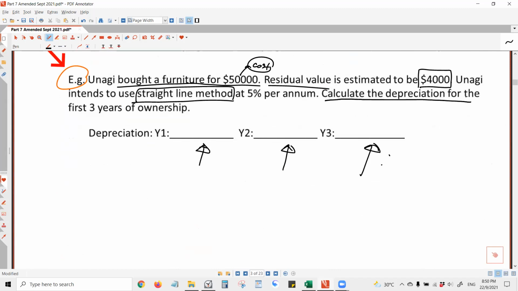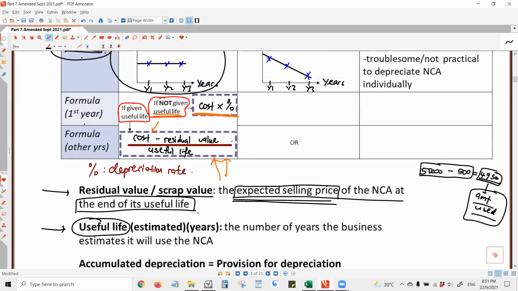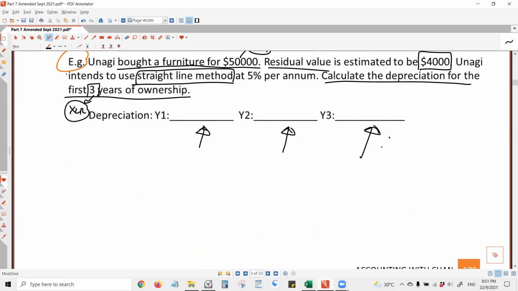Calculate the depreciation for the first 3 years of ownership. This is not useful life, because it doesn't tell you that Unagi intends to use it for 3 years. It's just telling you to calculate for the first 3 years. So throughout this paragraph, no useful life, which formula to use? Cost times percentage, based on what I talked about, is the formula you should use.